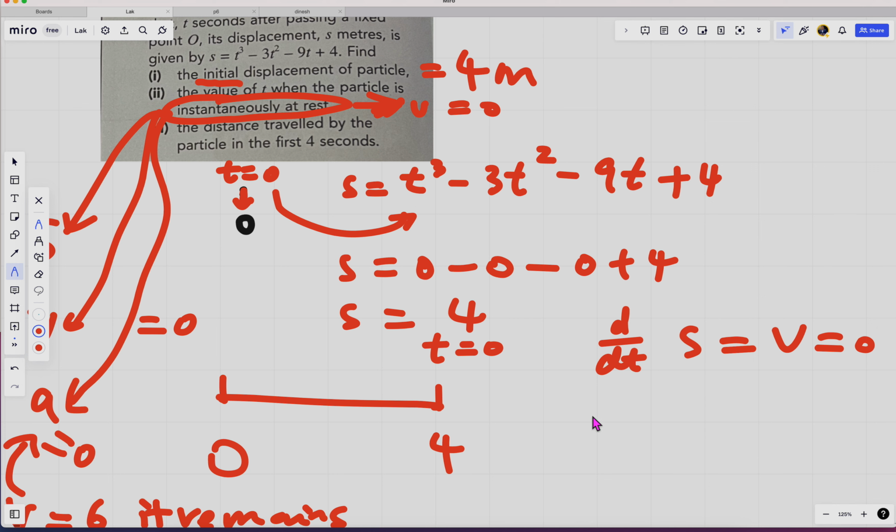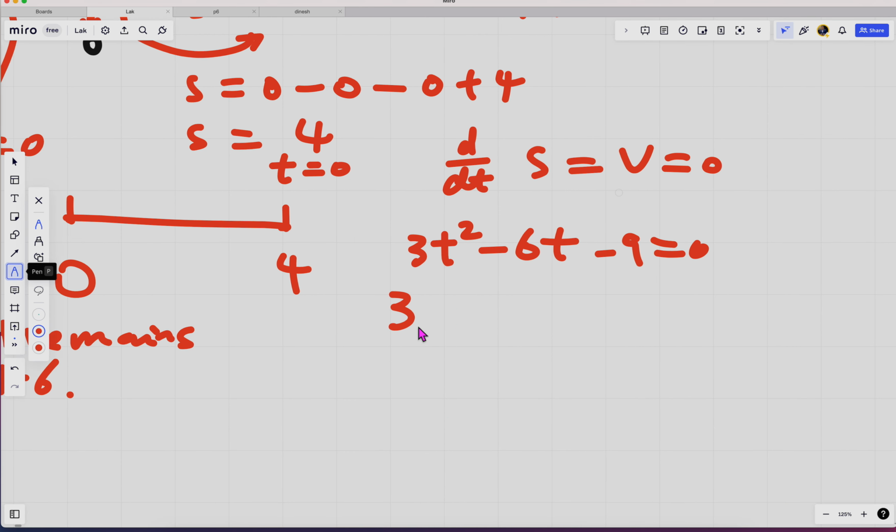So the first one you get 3t squared. This one you get minus 6t. This one you get minus 9. That's it. So you equate it to 0. So this is a quadratic equation. For this quadratic equation, I think you can take out the 3. 3 times t squared minus 2t minus 3.